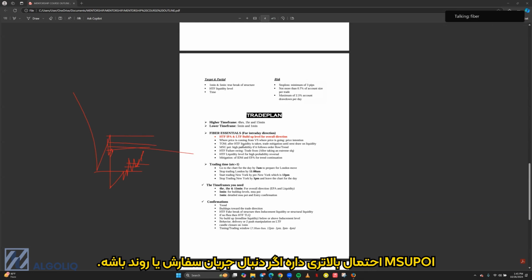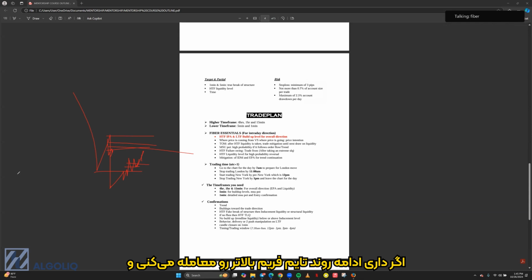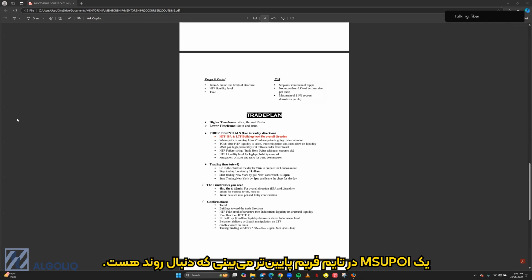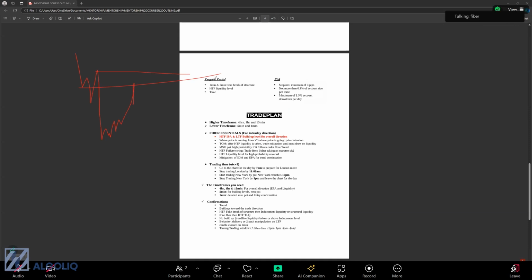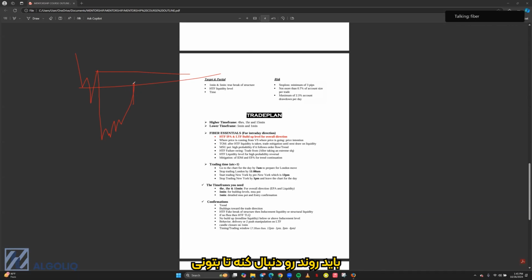MSCPY is a high probability if it follows order flow or trend. If you are trading a higher time frame continuation and you see a lower time frame MSCPY that follows the trend, all right, this is a high probability point of interest. Are you with me? Yes, it has to follow the trend to be able to understand that this MSCPY is going to hold.